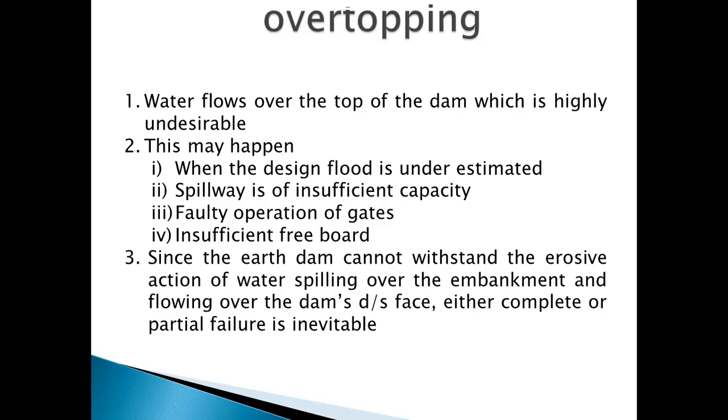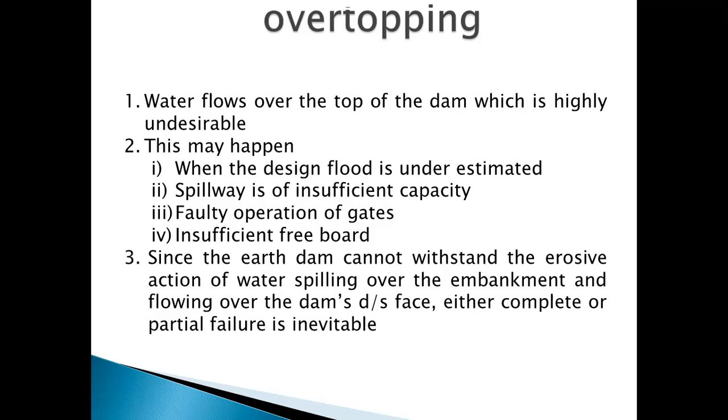So what about the remaining 20 meters depth? It will flow to downstream. How will it flow? It will overflow on the dam, so automatically the dam will collapse. That is overtopping. Water flows over the top of the dam, which is highly undesirable.